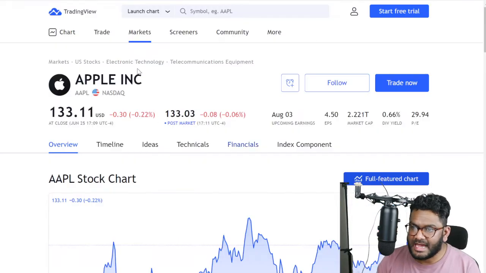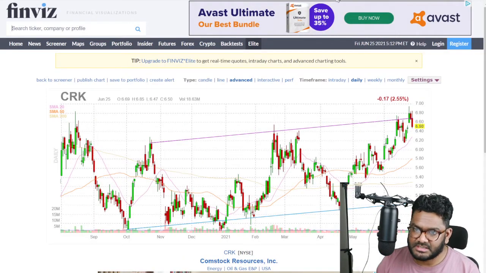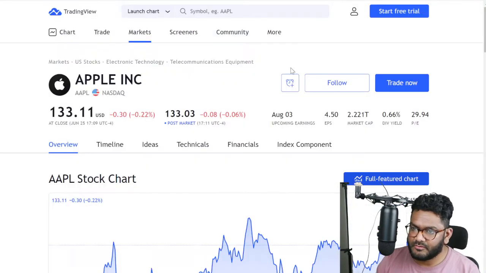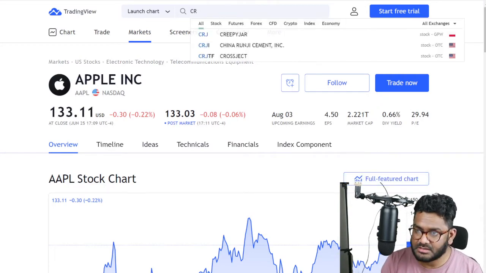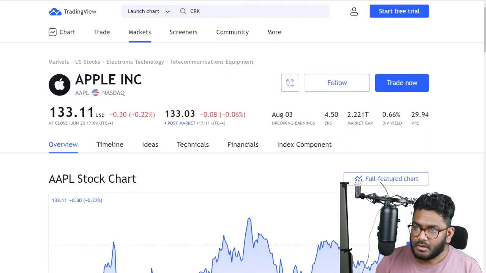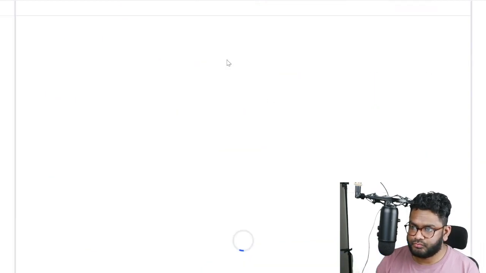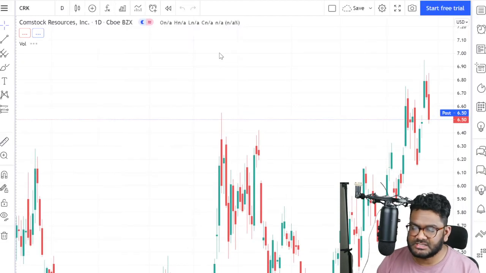Okay. Now, what's the ticker symbol? CRK. So I wanted to see the graph here for CRK. Where's my CRK? This is what I do, guys. This is what I do on a daily basis, when I say that I do research, I do analysis.